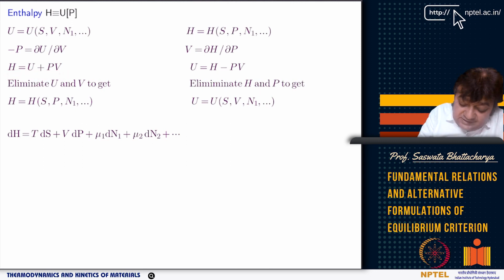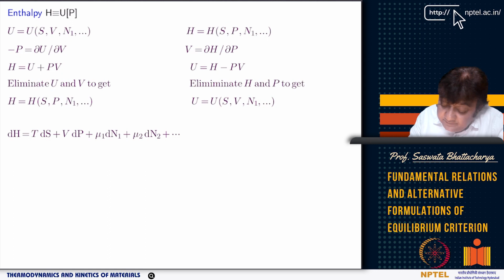H is the intercept, which is u plus pv. So as you can see, h is the intercept, p is pressure, which is the slope of del u by del v, and u is your original function, right? So this is your y as a function of x, which is now replaced by psi as a function of p, right? P is the slope here, right? So h becomes a function of s, p, n1, and so on.